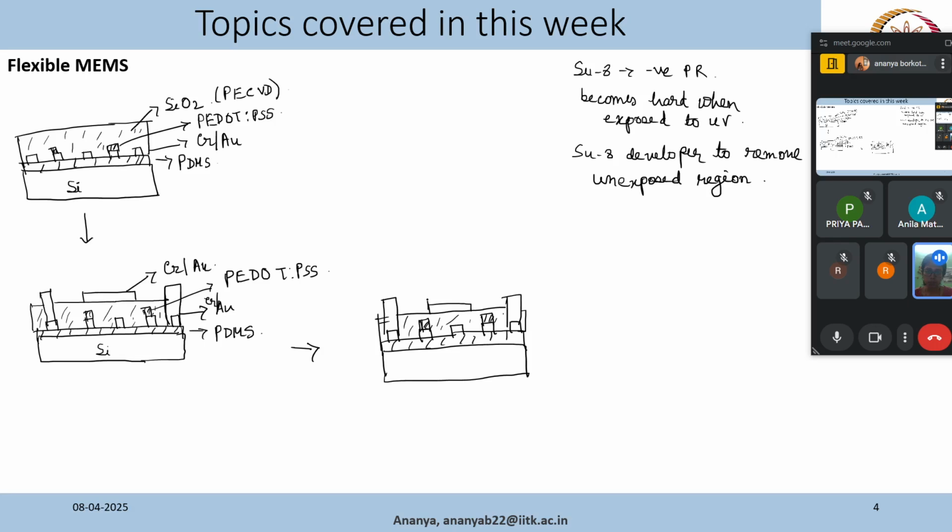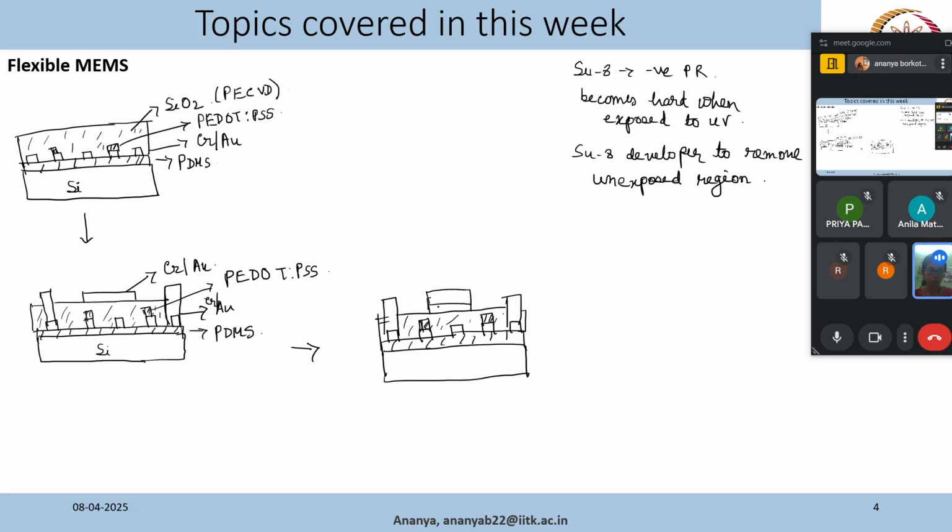And then SU8 pillar, so maybe the height will be more compared to this gold thickness. Otherwise we can just make a gold electrode directly. Okay. So I don't know the exact height or the thickness of these layers. I have not gone through the paper that professor mentioned in the lecture videos. If you are interested, then you can go through it.